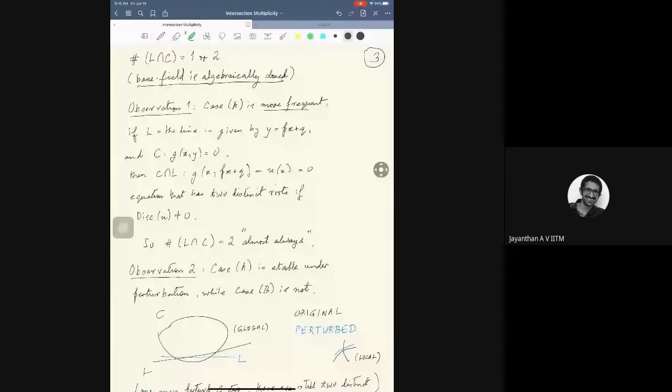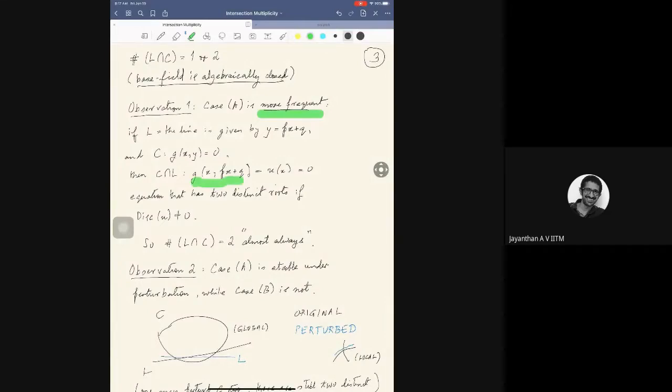Right. So the first case, which I call case A, is more frequent in the sense that if one proceeds algebraically, your line is, for all practical purposes, given by y equals px plus q. And so when I want to find the points of intersection, I substitute for y, and I get g of x comma px plus q.